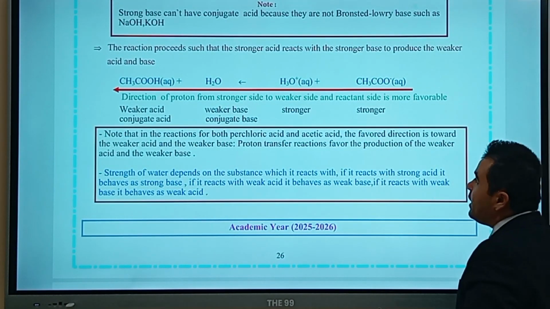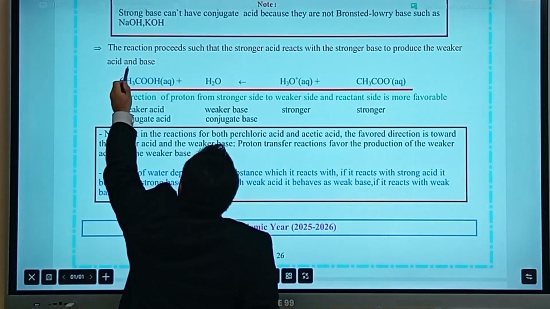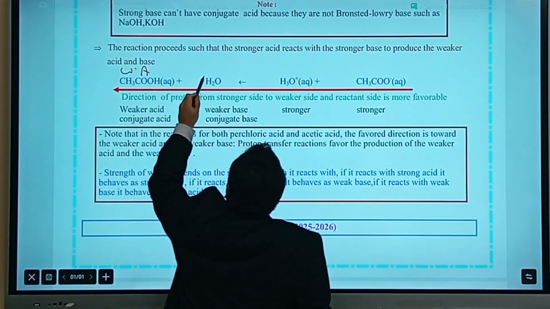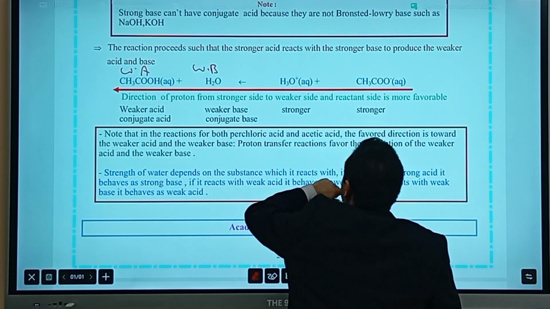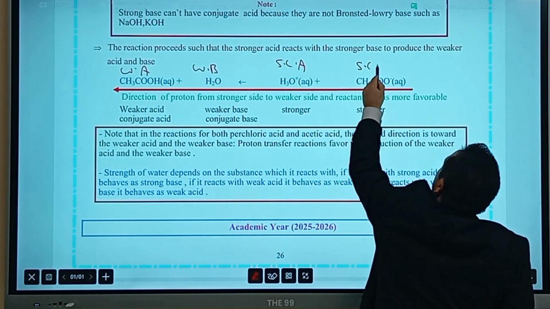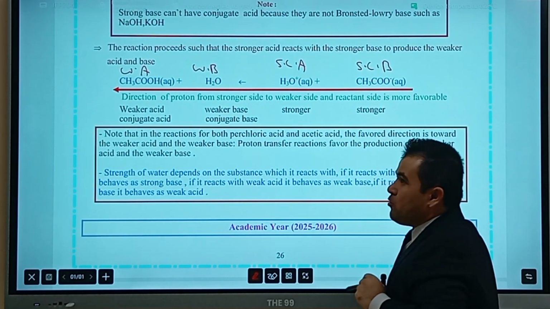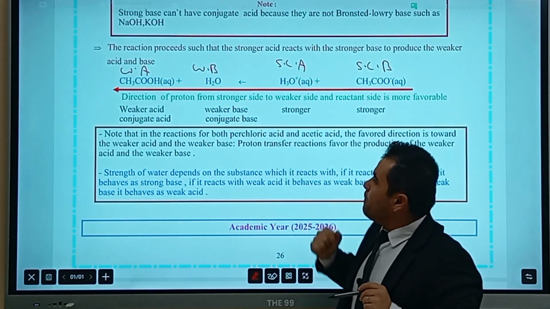Have a look at this weak one, guys. The weak acid, so water becomes what? A weak base, depending on what it can react with as well. A stronger conjugate acid, a stronger conjugate base. So the proton direction is toward the reactant side because it's weak.